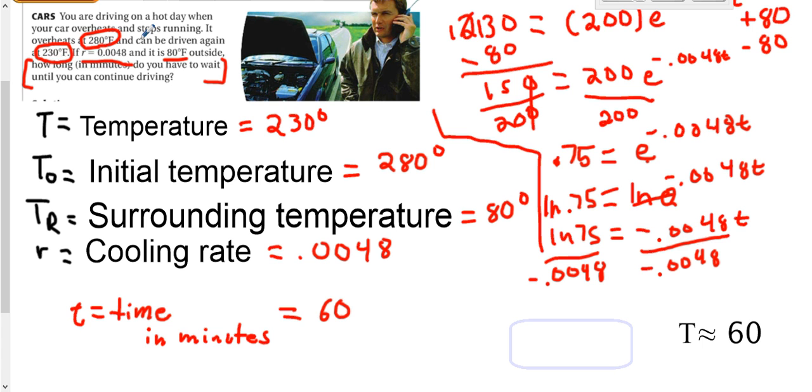Okay, this is an application problem involving Newton's law of cooling. It became an exponential. We had to use logarithms to solve. Go ahead and jot down any notes you might have, and we'll answer them during class.